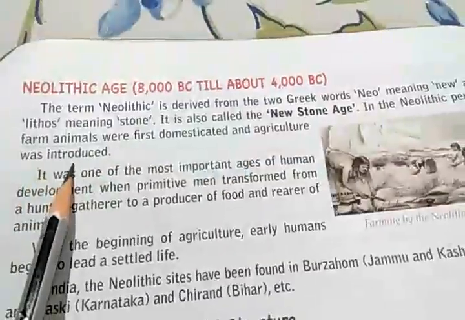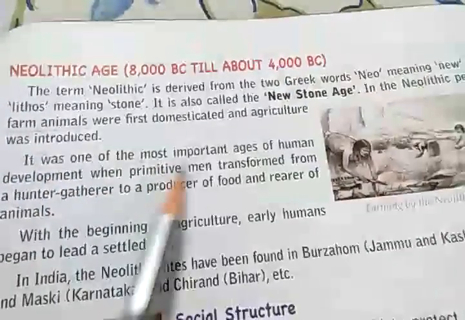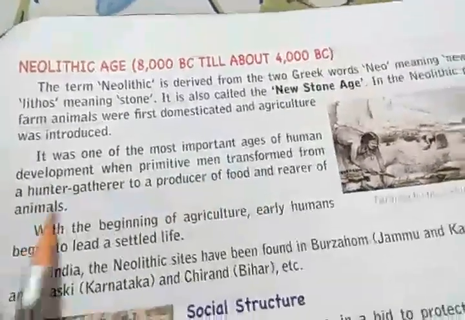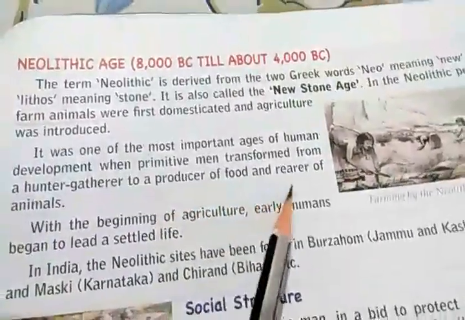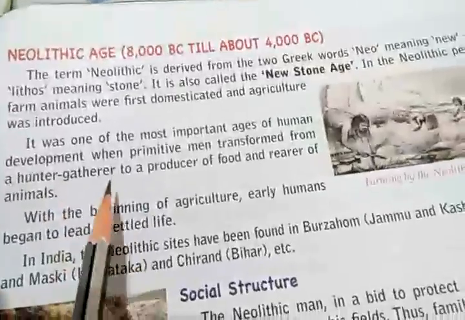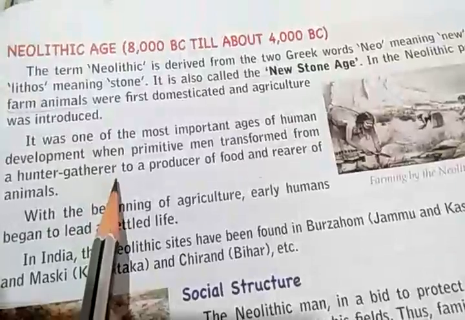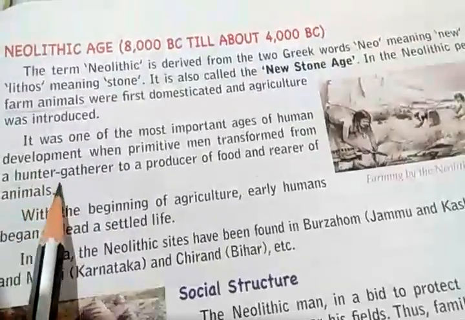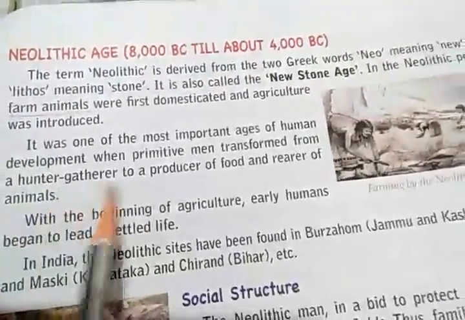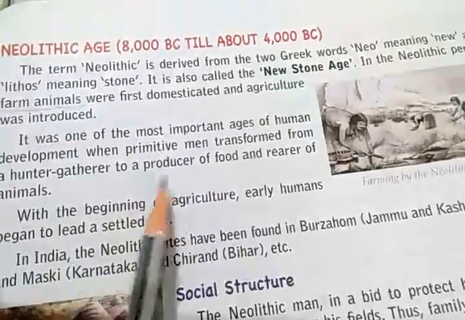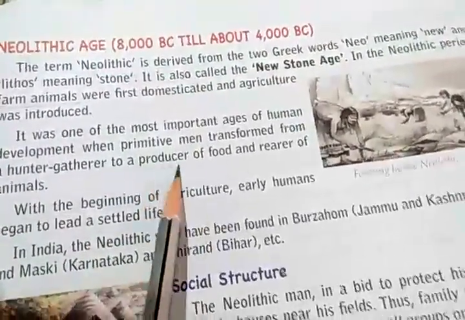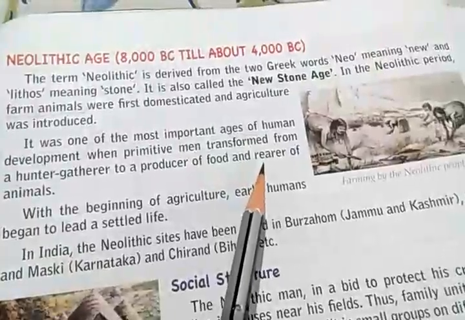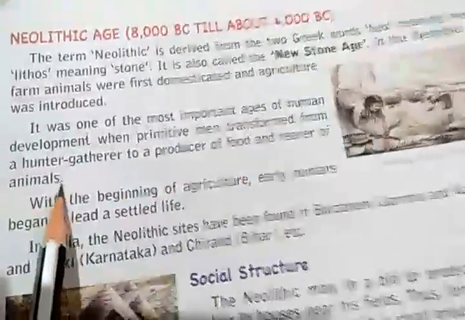So agriculture was introduced. It was one of the most important ages of human development, when primitive man transformed from a hunter gatherer to a producer of food and rearer of animals. This was the time when human beings changed, transformed. Earlier they were hunters and gatherers. They used to roam. They were nomadic. But now when agriculture was introduced, they became producers of food. Now they were growing their own food and keeping their own cattle. So they became shepherds at the same time, the rearers of animals.